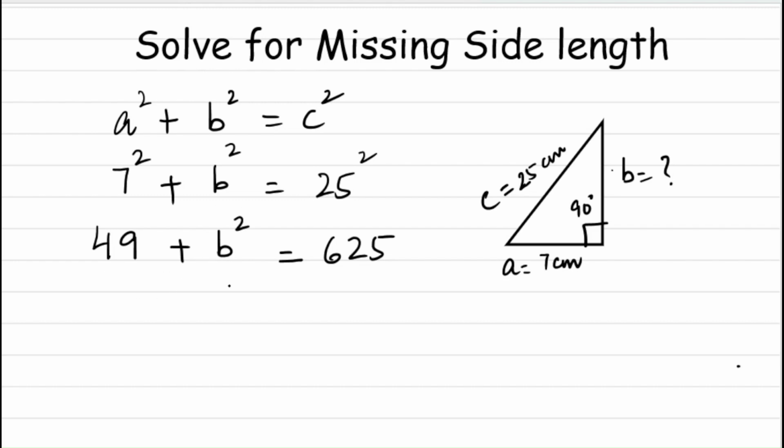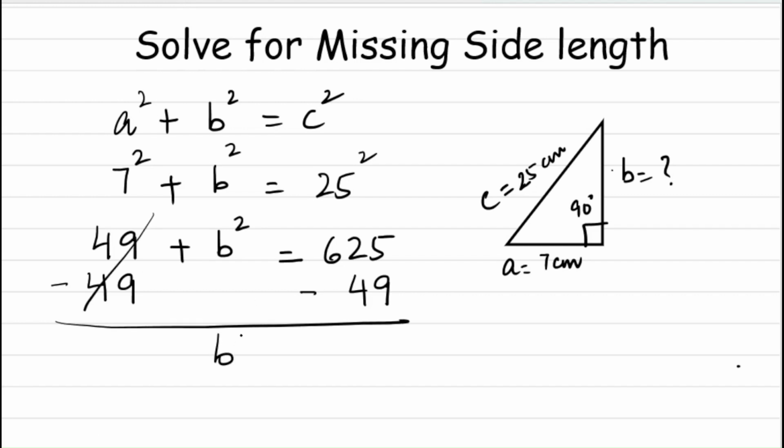Now, I need to find the value of B, but B square is coming with 49. So I need to eliminate this 49. I will subtract 49 from here so that it can cancel out. But whatever I do on one side, I will do the same on the other side. So it cancels. B square is equal to, what is 625 taken away 49? It is 576. So B square is 576.